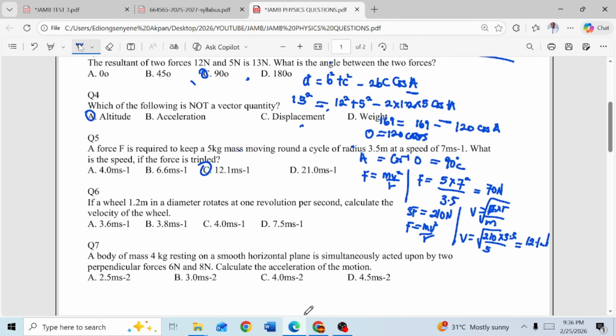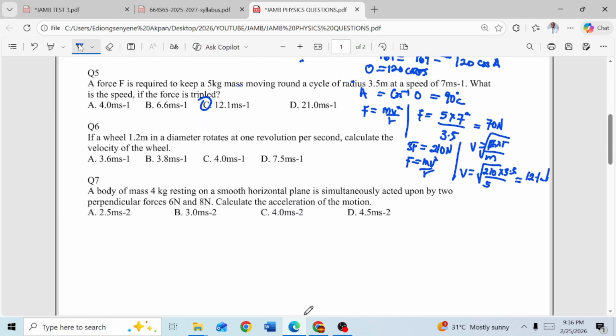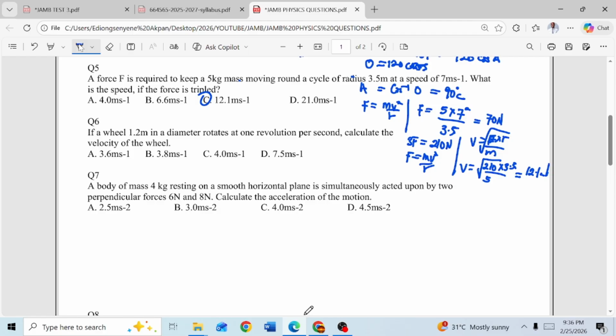Question number 6. If a wheel 1.2 meter in diameter rotates at 1 revolution per second, calculate the velocity of the wheel. In this case, we have V equal to omega r. So this will be 2 pi over t times radius. But they gave us diameter. We have to divide it by 2 to get the radius.